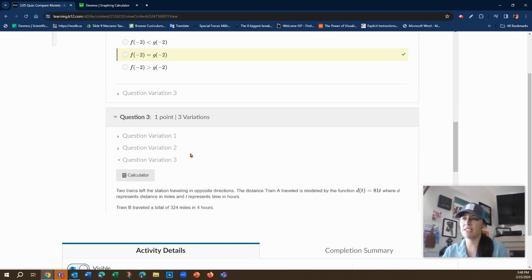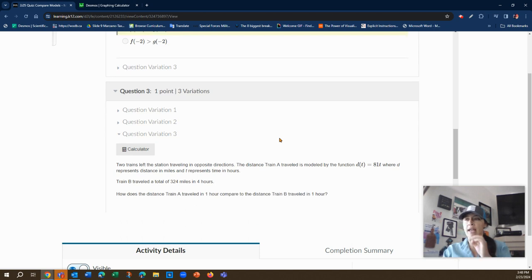2 trains left the station, traveling in opposite directions. The distance train A traveled is modeled by the function d of t is equal to 81t, where d represents the distance in miles and t represents the time in hours. Train B traveled a total of 324 miles in 4 hours. How does the distance train A traveled in 1 hour compare to the distance train B traveled in 1 hour?